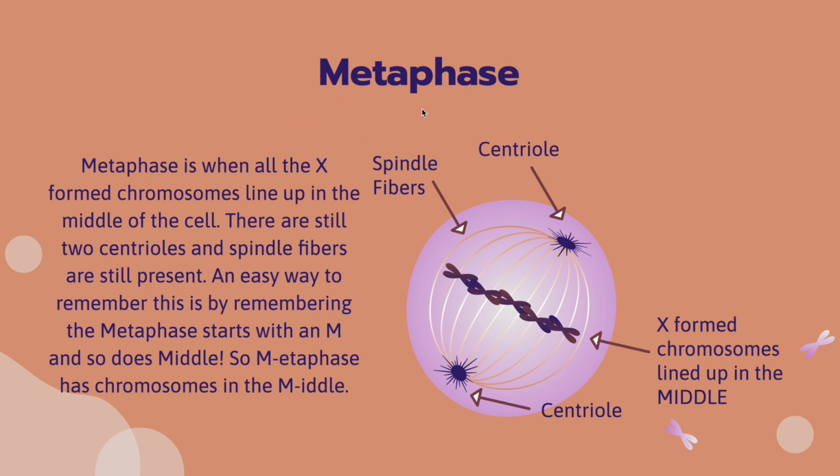Metaphase. Metaphase is when all the X-formed chromosomes line up in the middle of the cell. There are still two centrioles and spindle fibers that are still present. An easy way to remember this is by remembering that metaphase starts with an M, and so does middle. So metaphase has chromosomes in the middle.